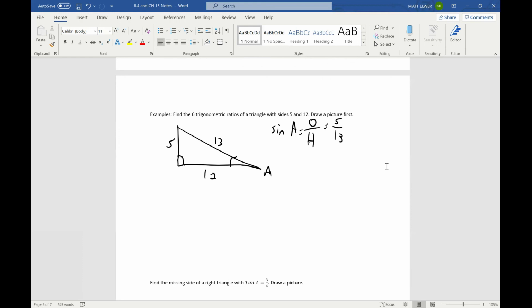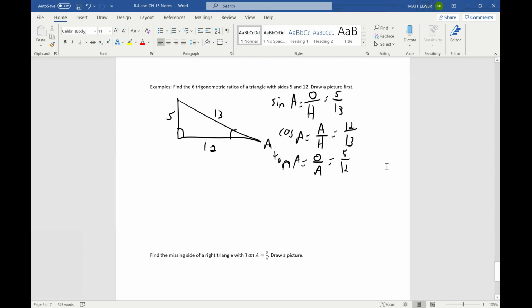If I want to find the cosine of A, that's equal to the adjacent over the hypotenuse, right? So my adjacent side is 12 over here, and then my hypotenuse is still 13. If I want to find the tangent of A, that's what? Opposite over adjacent. So TOA, opposite over adjacent. And the opposite side is 5 over the adjacent side, which is 12. Okay.